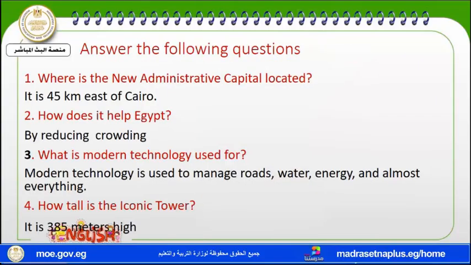Let's answer some questions about the new administrative capital. For example, where is the new administrative capital located? We learned that it's 45 kilometers east of Cairo. How does it help Egypt? It helps reduce the crowding. What is modern technology used for in the new administrative capital? In the new administrative capital, modern technology is used to manage roads, water, energy, and almost everything. How tall is the iconic tower? It's 385 meters high.